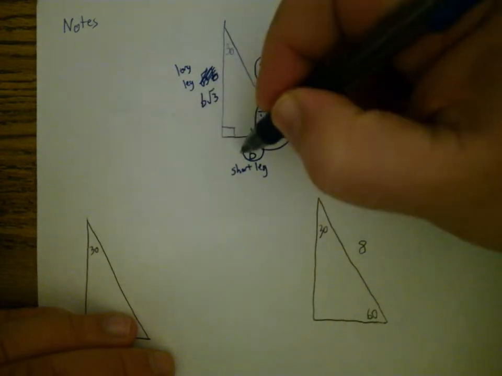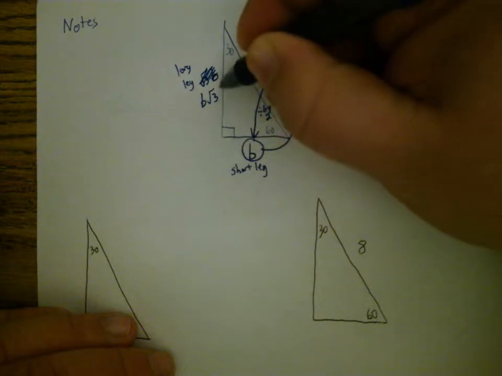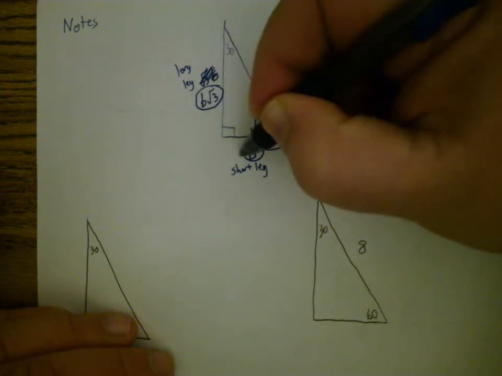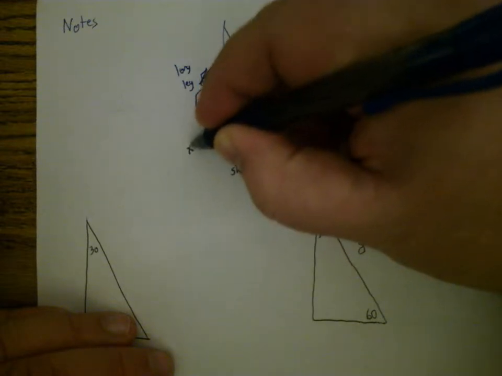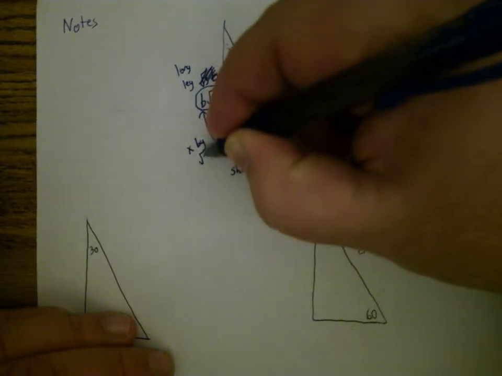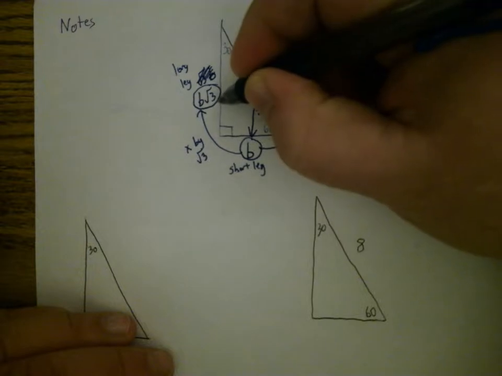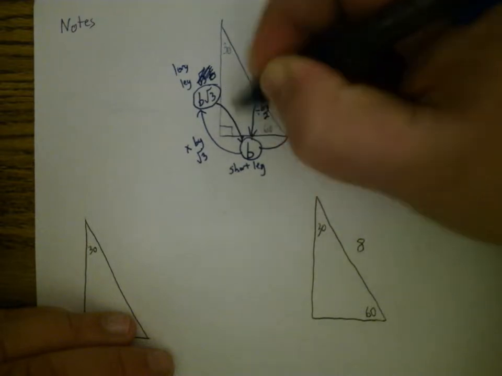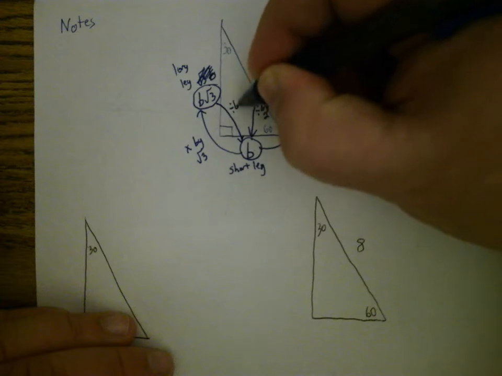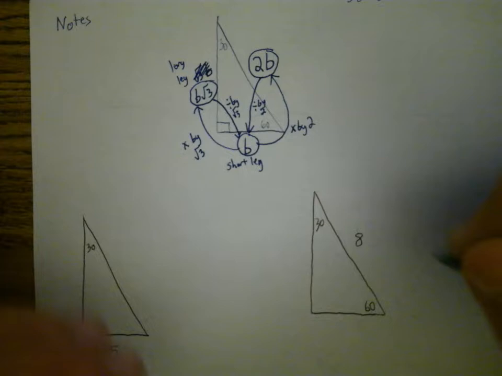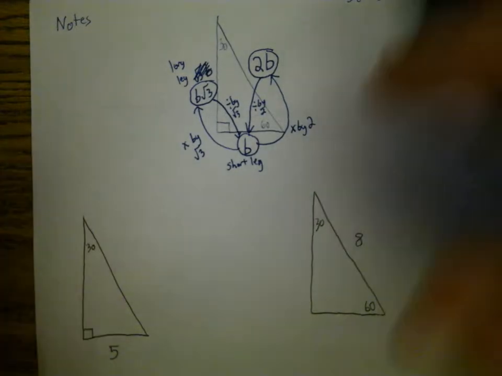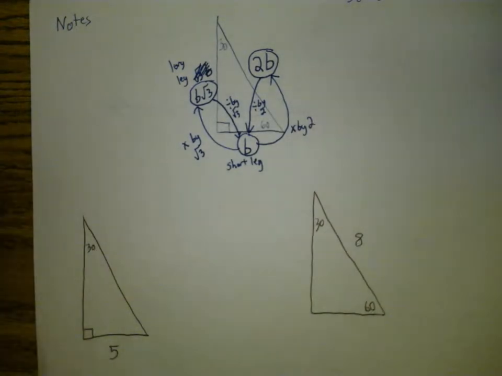And if you were trying to get from the short leg to the long leg, you would multiply by the square root of 3. And if you're going from the long leg to the short leg, you would divide by the square root of 3. All right, and that is it. That is what we do to find any missing part on these triangles.